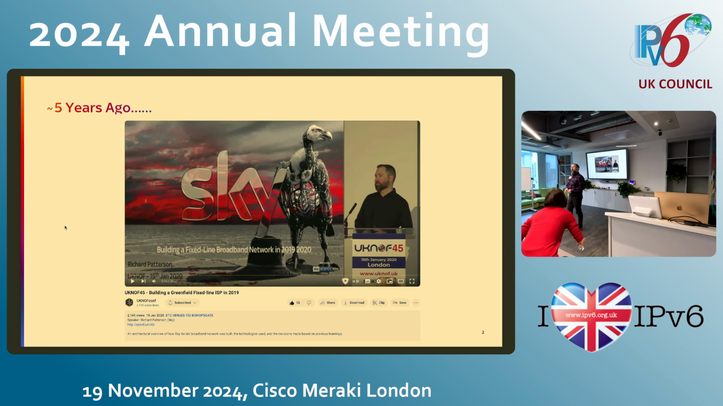About 5 years ago, I spoke at UK NOF about how we had just finished building and launched a brand new greenfield fixed line broadband network over in Italy for Sky Italia. I covered how we were using unbundled GPON in the access network, EVPN to carry frames across the metro into the core, where we had segment routing over to the BNGs, where we do subscriber termination. I briefly touched on using MAP-T for IPv4 address sharing.